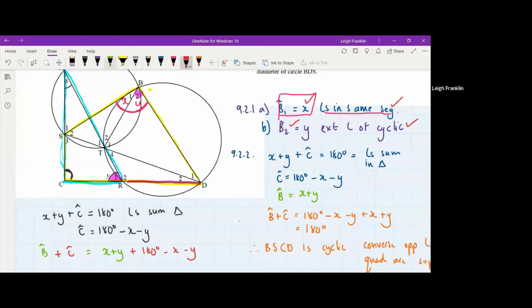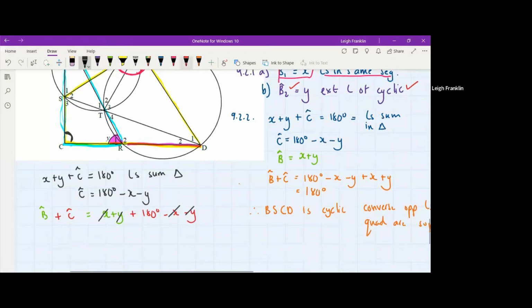So what this means here, Matrix, is that we've got terms that are going to cancel one another out. X minus X is 0, plus Y minus Y is going to be 0. So what we are showing to be true is that when I add B and C together, I get 180 degrees. Because B and C sum up to 180, that proves that the quad is cyclic. Okay, so now I can conclude.